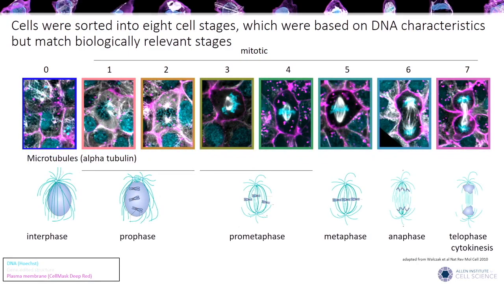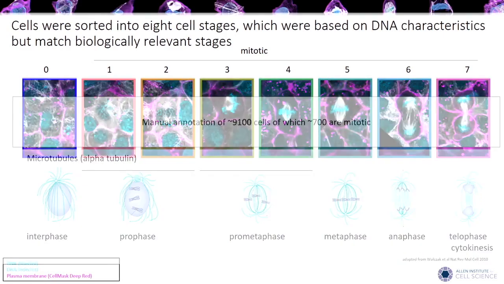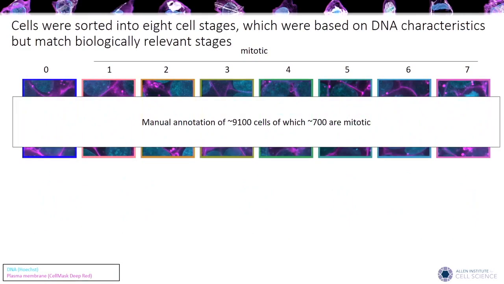And when we sorted our microtubule line into those 8 cell cycle stages, we saw that they beautifully match the biologically relevant mitotic stages. So we have one non-dividing stage, or interphase. We have 2 stages of prophase, 2 stages of prometaphase, 1 stage of metaphase, 1 of anaphase, and a combined stage of telophase and cytokinesis. Now that we have the stages, we manually annotated about 9,100 cells into these stages, and we identified 700 mitotic cells.